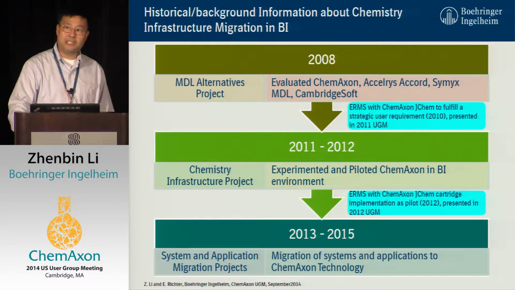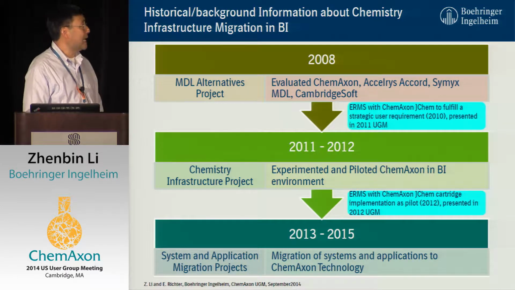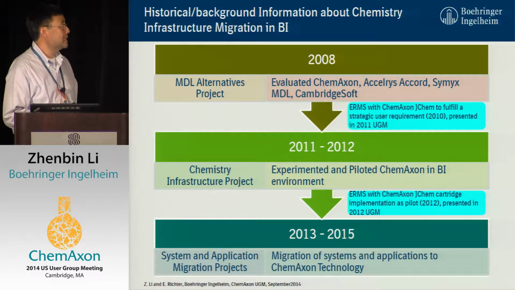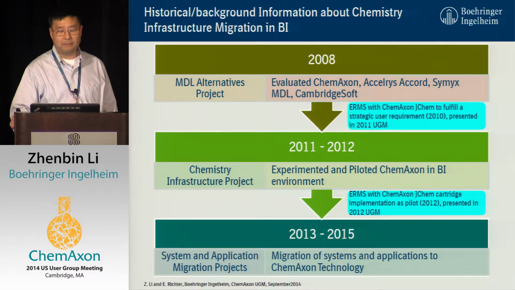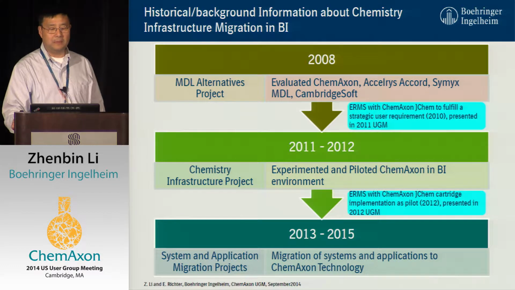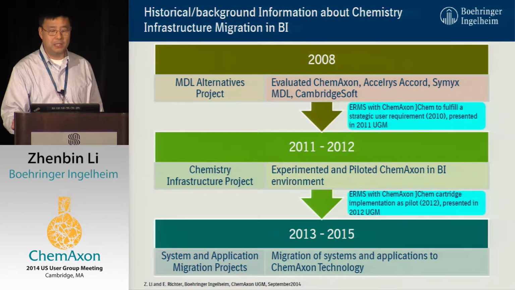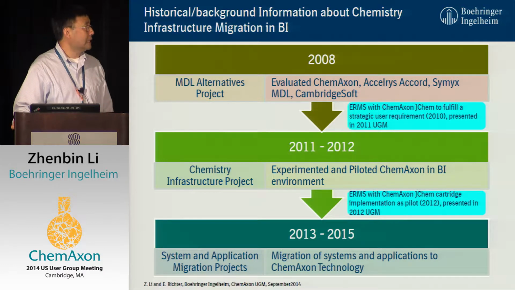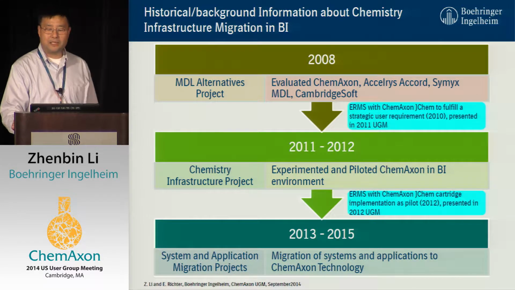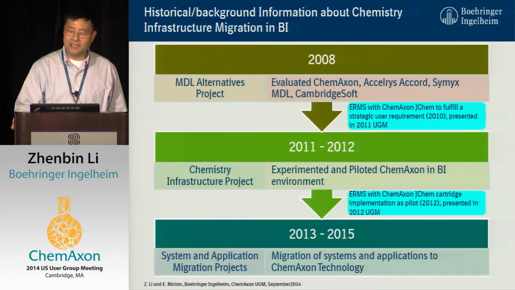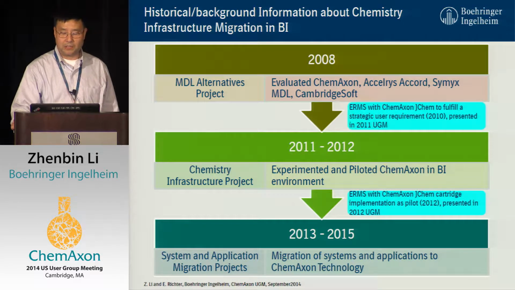Just to give you some history information about migration in BI. In 2008, we started looking for an MDL alternative. We had a project called MDL alternative, and tried to look for the market options in terms of chemistry infrastructure. We evaluated ChemAxon, Accelrys (at that time called Accelerate), the CMIX MDL, of course, which we already have, and Cambridge Soft.